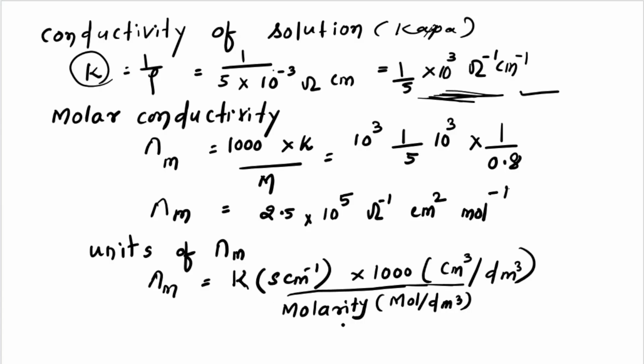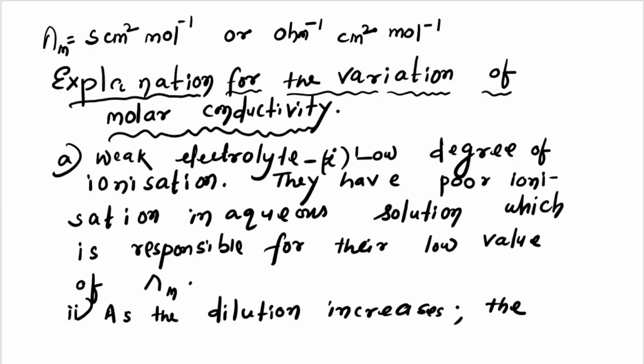Then divide by molarity, molar concentration equals moles per dm³ or cm³. After calculating all, you will get the unit: S (Siemens) cm, mole, and here it changes to ohm⁻¹ cm² mol⁻¹. Instead of Siemens, you can write ohm⁻¹ and mole⁻¹. This is the SI unit.